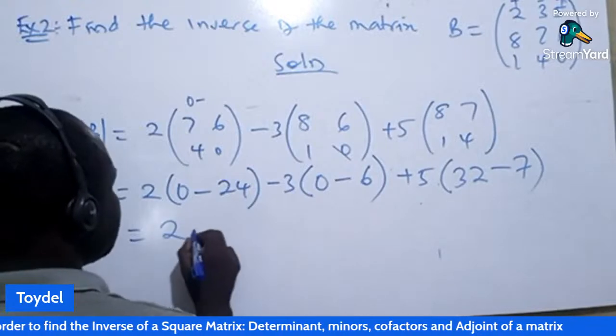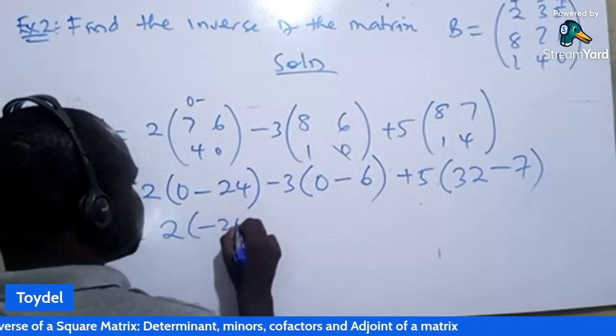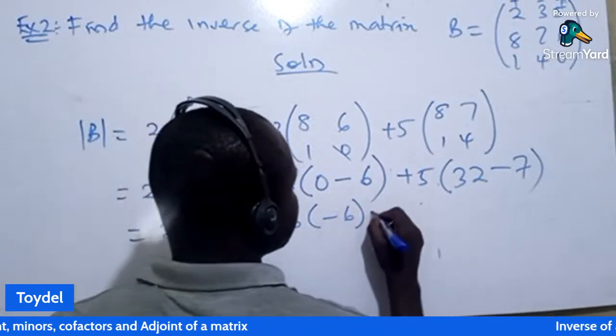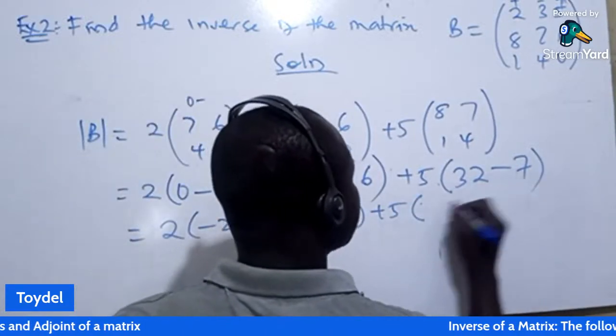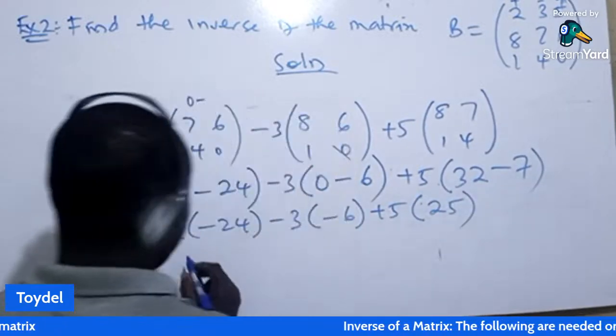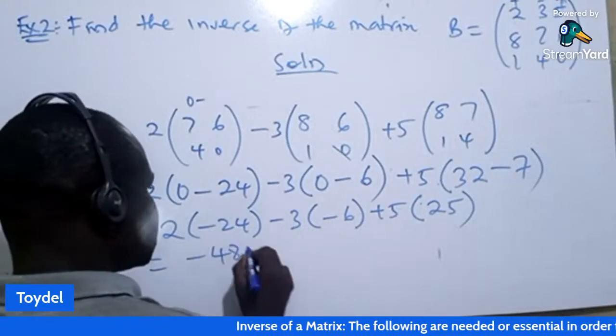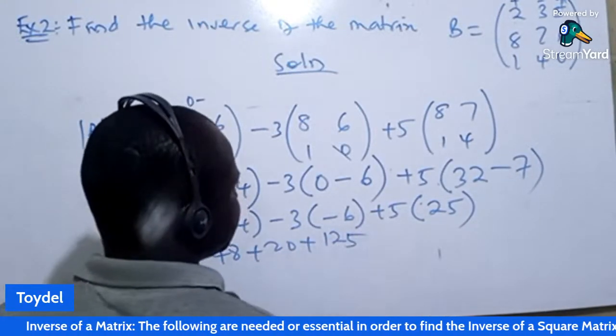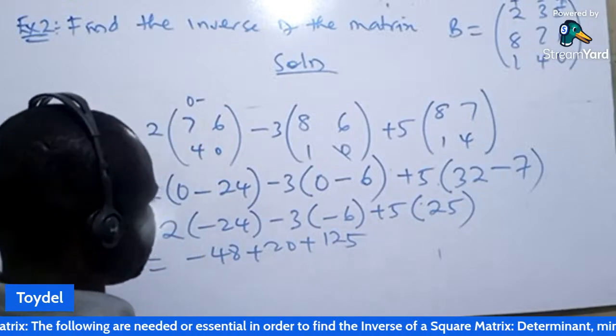Then here we have 2 into bracket minus 24, minus 3 into bracket minus 6, plus 5 into bracket 25, that's 25. So that we are going to have minus 48 plus 20 plus 125.